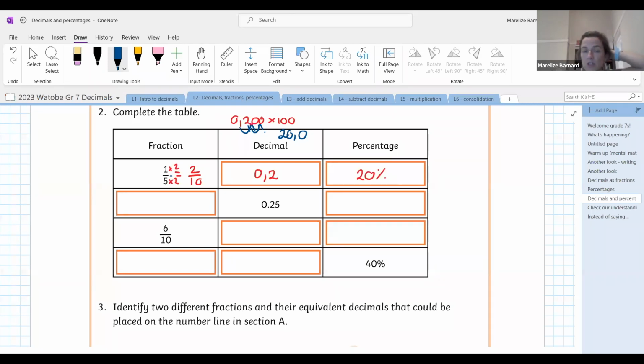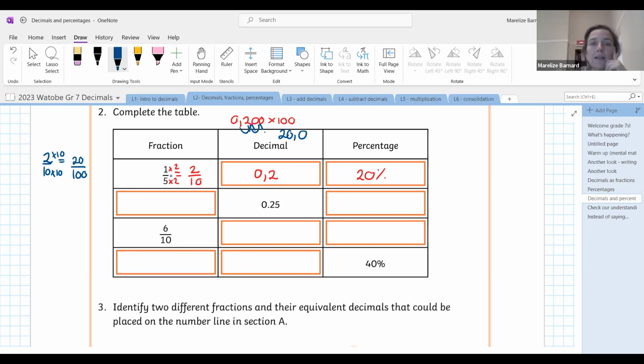The other way that you can do it is to say, if I have 2 tenths, then I know percentage is always over 100. So I can say 2 tenths, is that the same as how many hundreds? So now I'm going to times by 10. So 2 times 10 is 20. So 20 over 100, that's perfect because percentage is always over 100, and that's 20%.